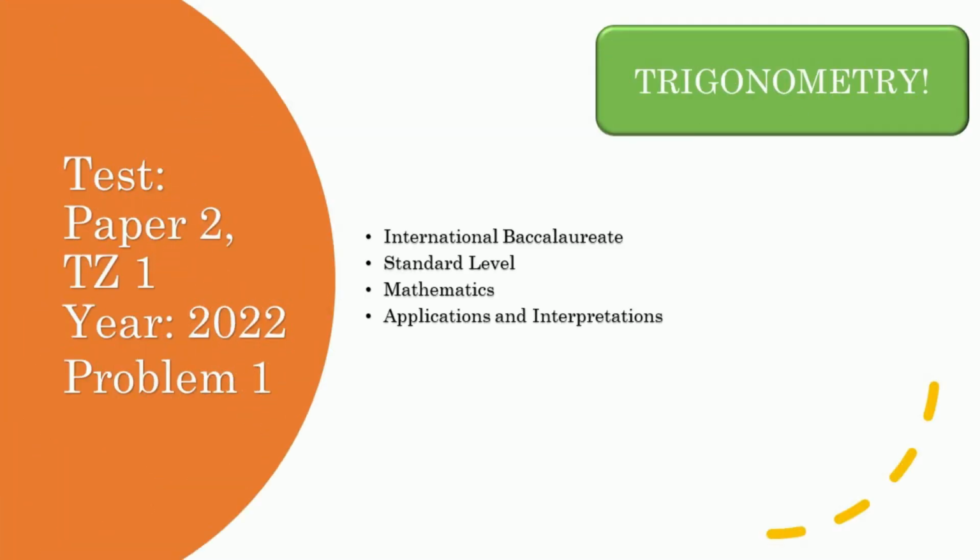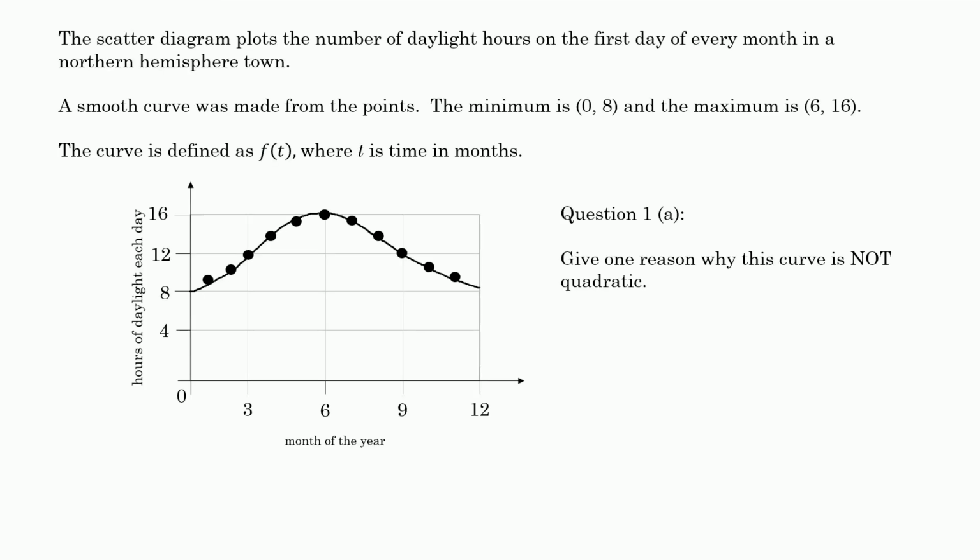Are you ready to see the easy way to tackle a trig problem on an IB test? This is question 1 from the IBSL math test in 2022. The scatter diagram shows the number of daylight hours on the first day of every month for a year. A smooth curve was made from the points.